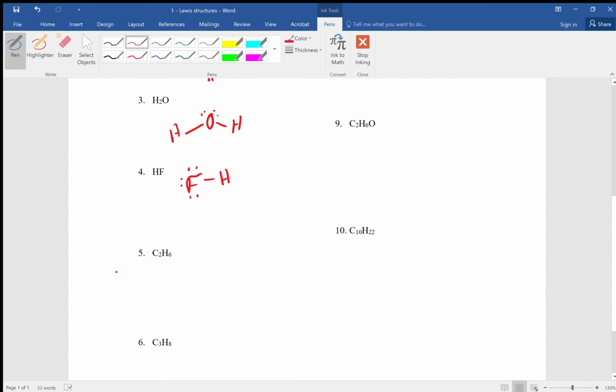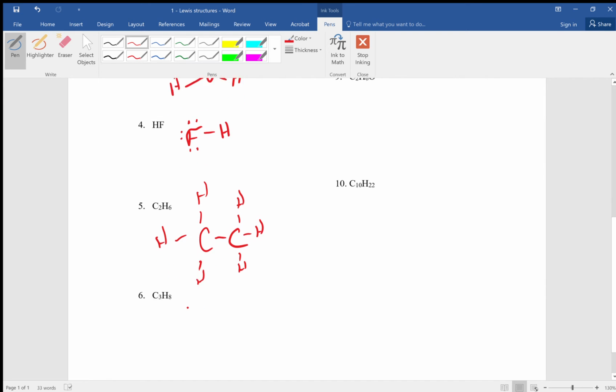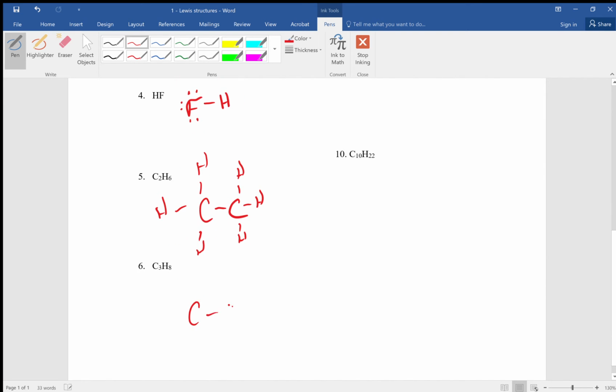Alright, C2H6. So the first thing we know is the carbons are going to have to be connected, because the other atom in this molecule, the hydrogens, each only get 1 bond. From there, we can just fill in the hydrogens all around. Same thing for C3H8. We connect the 3 carbons and fill in the 8 hydrogens.